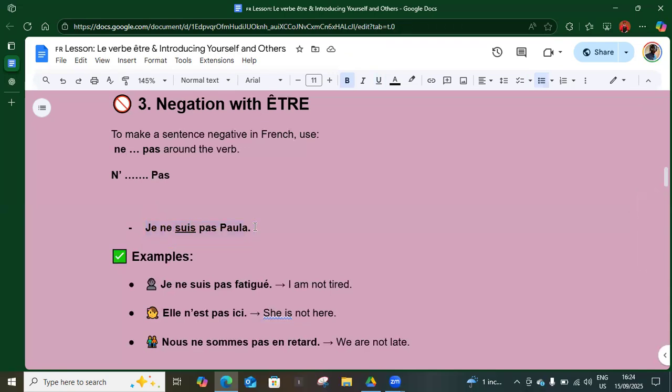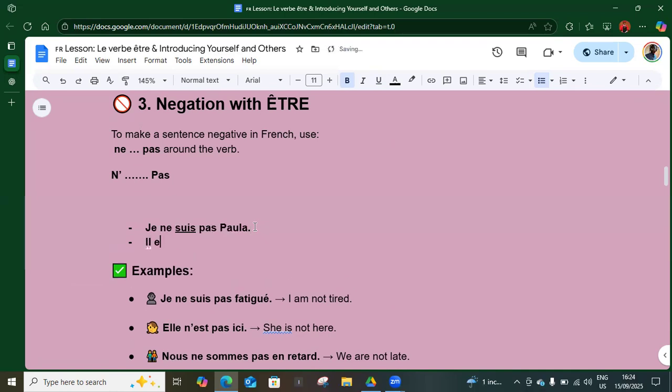Second example, I have il est professeur de maths.